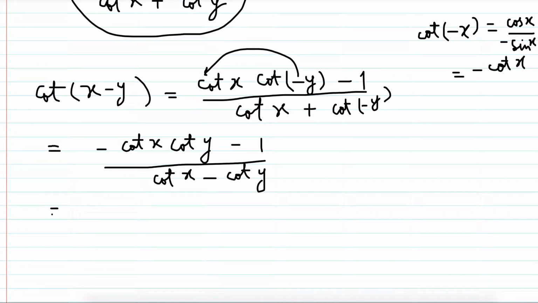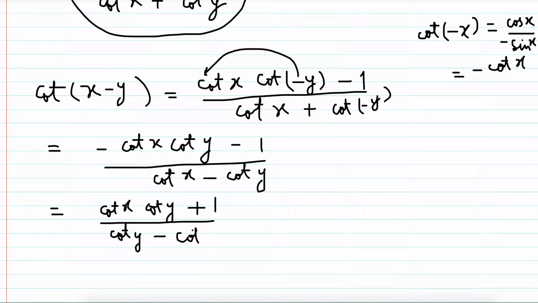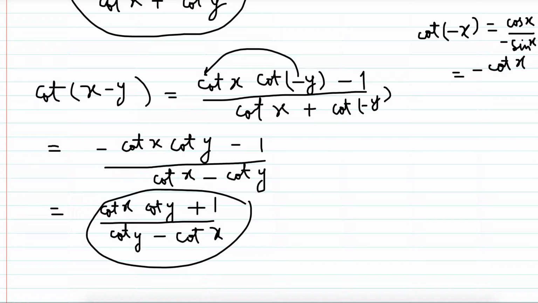So we can divide numerator and denominator by minus 1 to get rid of these negative terms in the numerator. So we will get cot x cot y plus 1, and in the denominator the terms will change sign. So cot y will become positive, so I will write it first, then minus cot x. So this is our formula for cot x minus y.